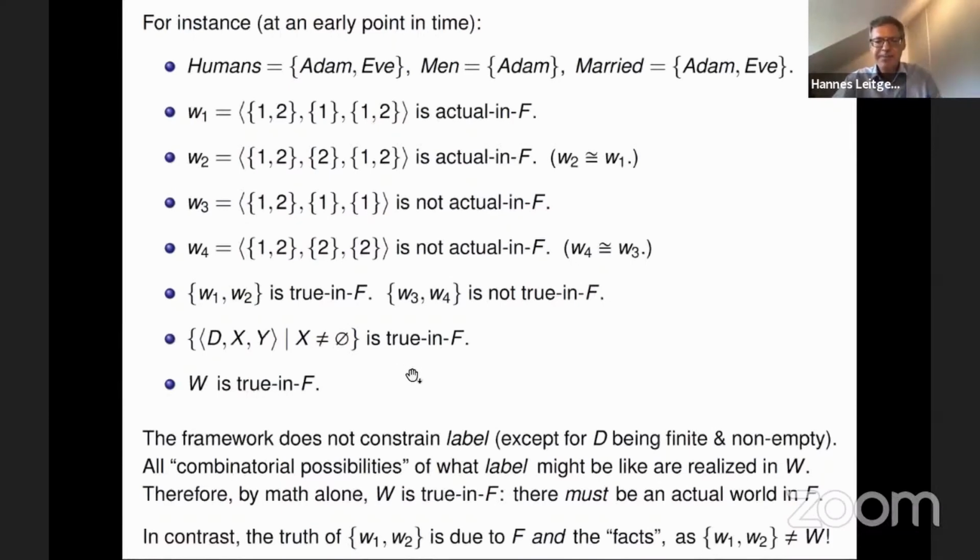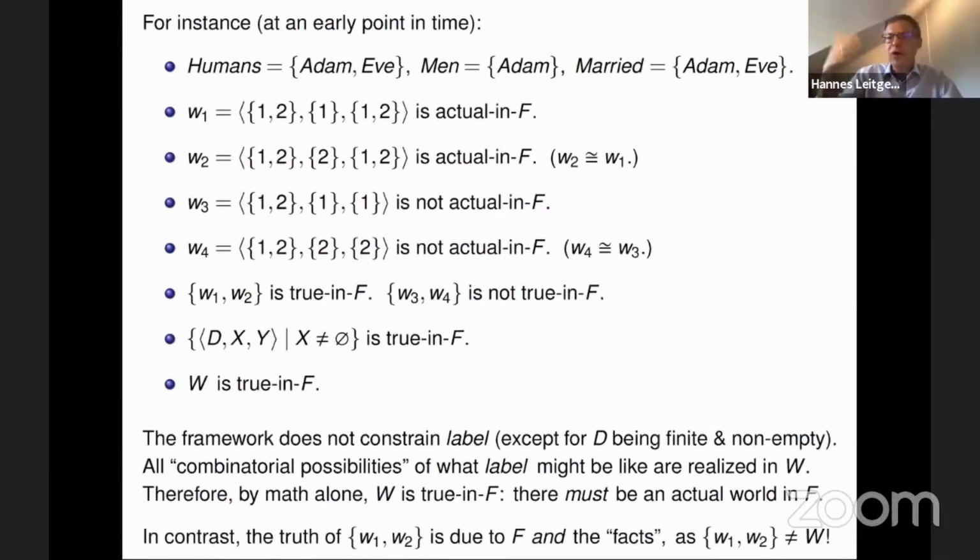And now here's the thing. I want to say that the framework does not constrain the label structure in any way, with the slight exception that I assume D to be finite and non-empty. If you worry about finiteness, let's talk about it later. Usually in these contexts, you don't worry about that. So let's disregard the possibility that there are infinitely many people around in the world. But other than that, I run through all the possibilities, right? Maybe there are 7 people, maybe there are 10,000, maybe there's just one. And non-emptiness I already explained.